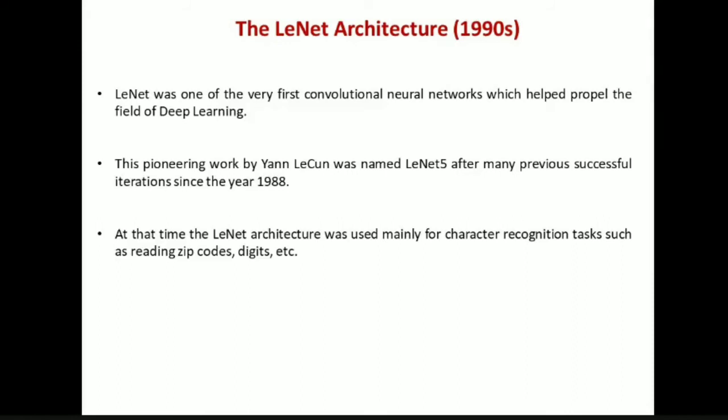During the 1990s, the problem at that moment of time was reading zip codes and reading digits. That is automatic reading: when you have something on paper, it has to automatically read the zip code or identify the digit. So mainly the LeNet architecture was used for character recognition tasks in the earlier times.